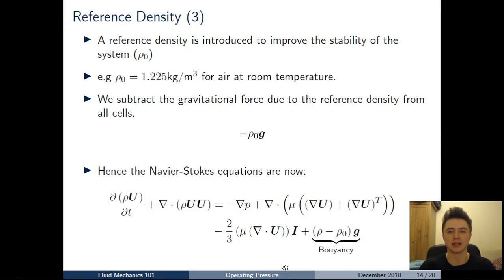And what you'll often see in CFD manuals is that the Navier-Stokes equations are then written in the following form, where the buoyancy force term is modified, where we subtract that component of the buoyancy force due to the reference density. And it's just a small modification, but that's what the equations are doing. We're doing that to stabilize them for low Mach number flows.